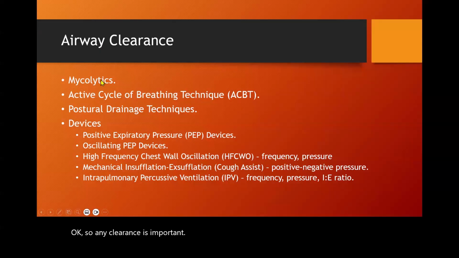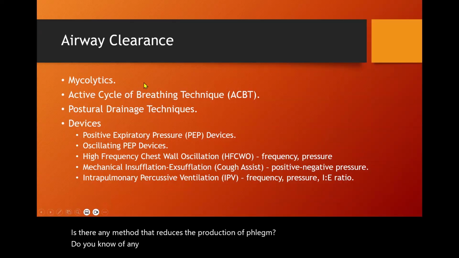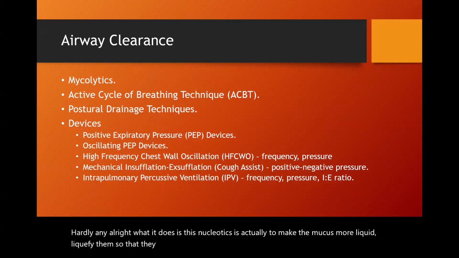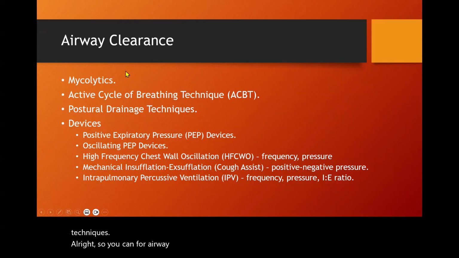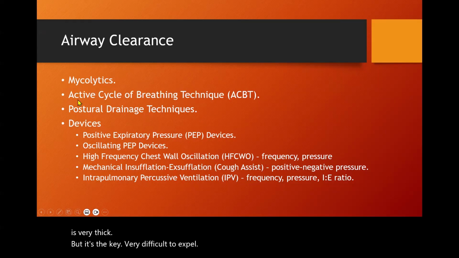Now, why do we use mucolytics? Is there any medicine that reduces the production of phlegm? Do you know of any? Hardly any. What these mucolytics do is to make the mucus more liquefied so that it is easy to come out when you do the postural drainage techniques. For airway clearance, you can add on mucolytics, especially when the mucus is very thick, very sticky, and very difficult to expel.